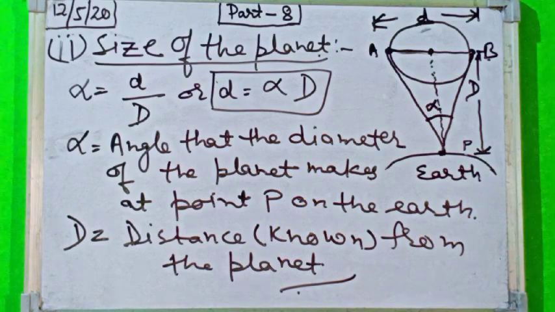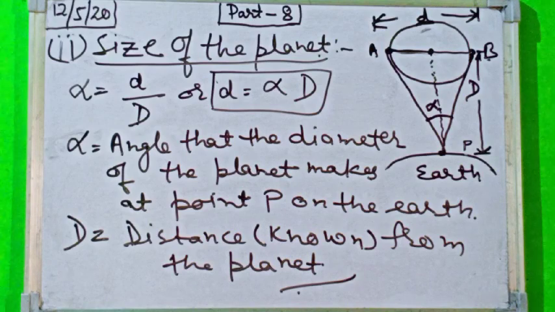Now, the second one is the Copernicus method, and this Copernicus method is used to find the distance of an inferior planet from the sun. Let us know what is the meaning of inferior planet. Inferior planets are those planets whose radius of revolution around the sun is smaller than the radius of revolution of the earth. It means the orbit of those planets is smaller as compared to the orbit of the earth.